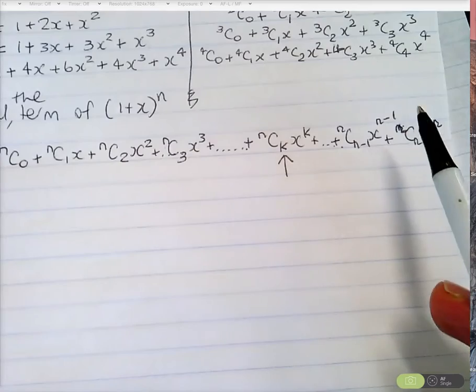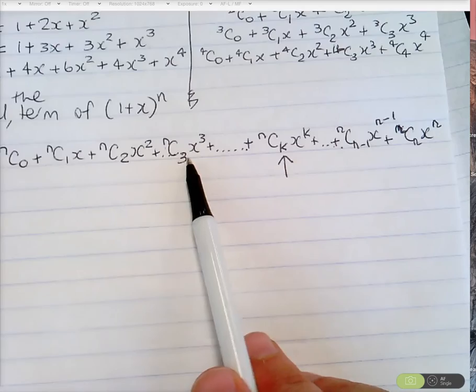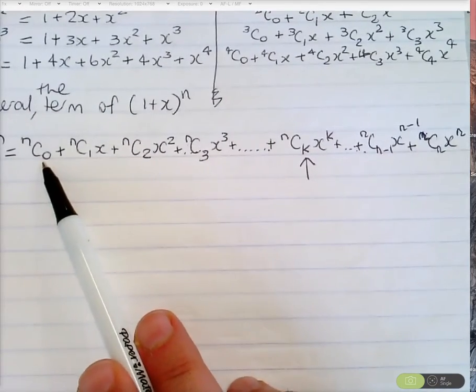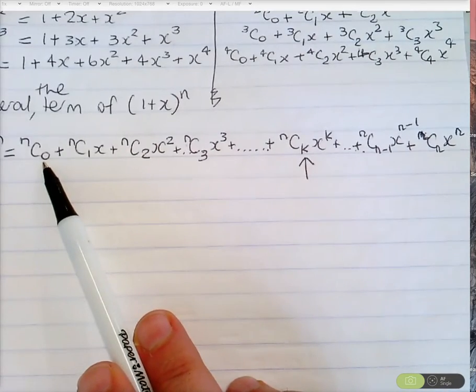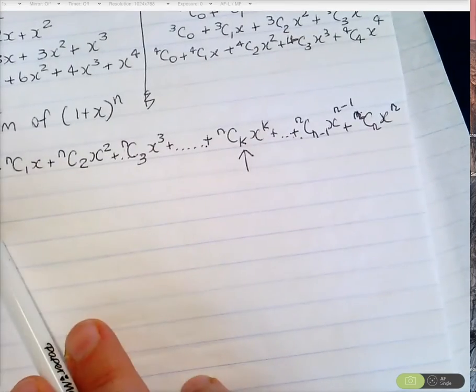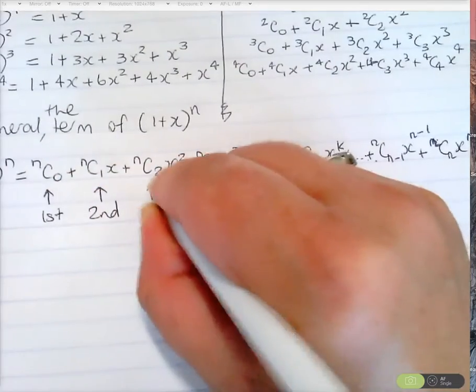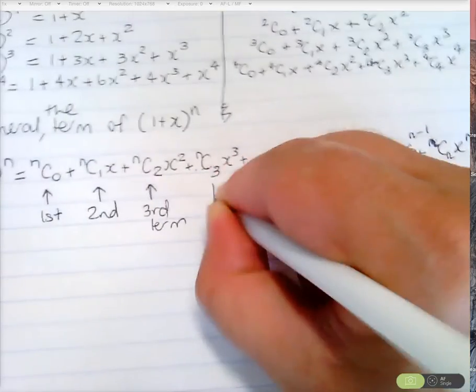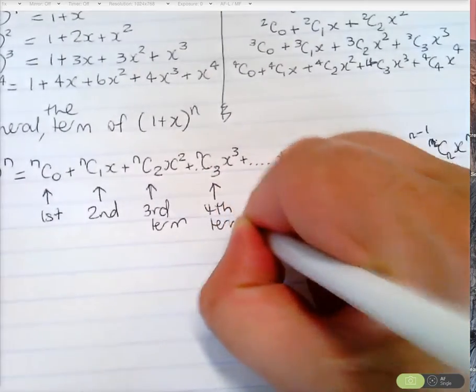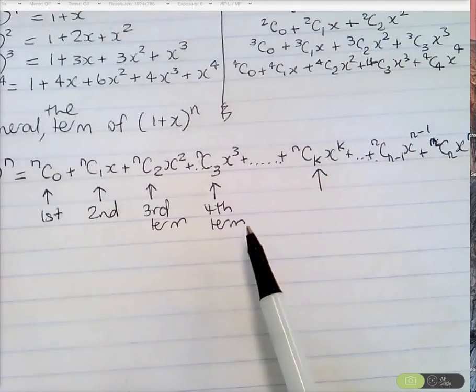Got the idea? That's the first term, second term, third term, fourth term. Just watch what I'm doing. Girls, the first term is nC0. Can everyone look and listen to the pattern? The second term's got a 1. That's the first term. That's the second term. That's the third term. That's the fourth term. What do you notice about the powers? They're one less than the number of the term.